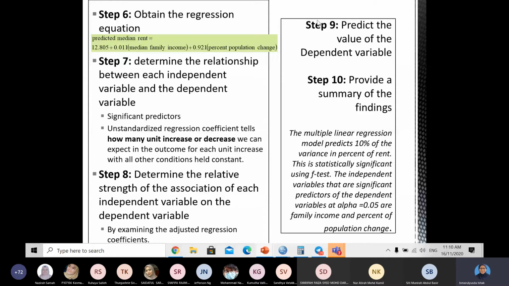Step 9, predict the value of the dependent variable. Step 10, provide a summary of the findings. This is the summary. The multiple linear regression model predicts 10% of the variance in percent of rent. This is statistically significant using the F-test. The independent variables that are significant predictors of the dependent variable at alpha 0.05 are family income and percent of population change. This is a very brief summary. Other than that, you can include the equation, and you can include the increase or decrease of units.